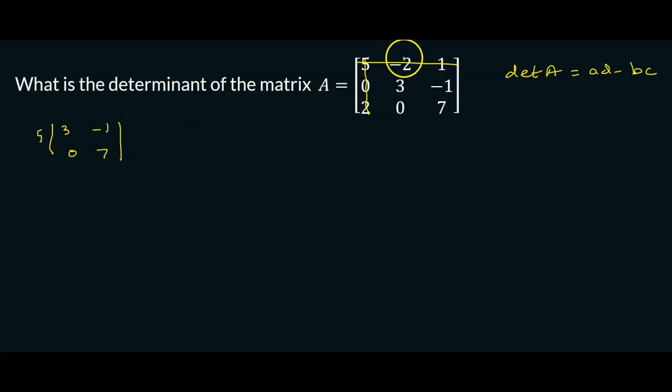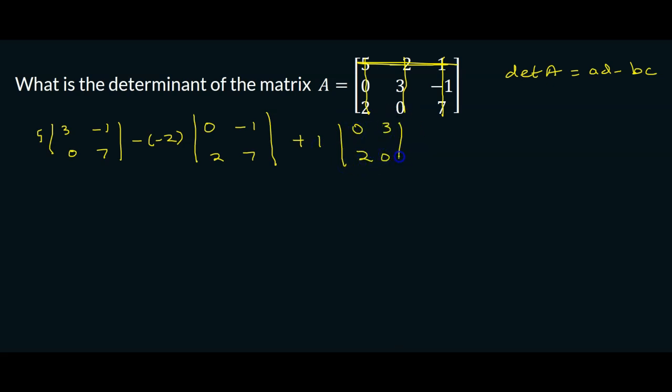And then we change our vertical line over here. And then we have minus negative 2. And then this here is going to be 0, negative 1, 2, 7. And then we switch over to this right here. And then we have plus 1. And we have 0, 3, 2, 0.